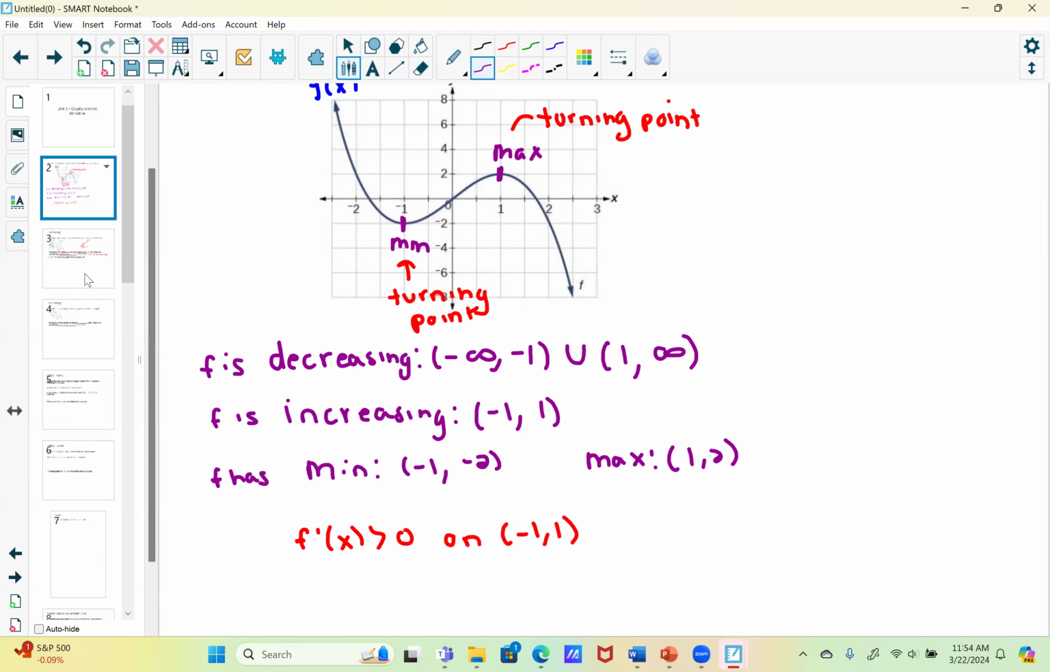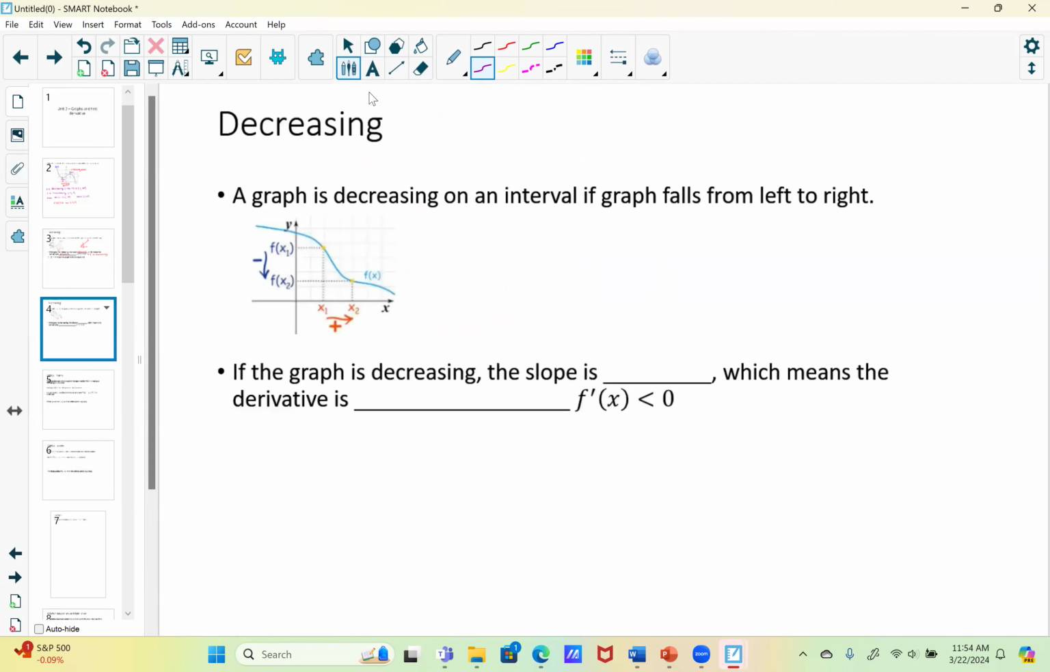So we can do the same thing for decreasing. My graph is decreasing on an interval when it falls from left to right. So in this case, the y values are going down, or the f of x values are going down, but the x values are still increasing or going up. If my graph is decreasing, we say the slope is negative.